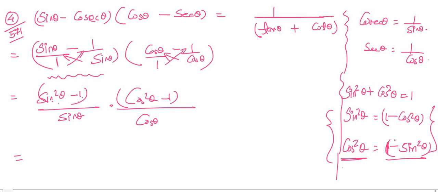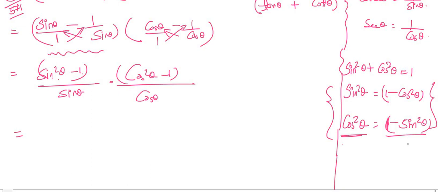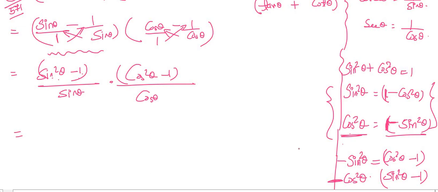So from these two formulas, we can get two more formulas. If we reverse it, 1 minus cos square is this. So cos square minus 1 will be minus sine square theta. Correct? And since 1 minus sine square is this, sine square minus 1 will be minus cos square theta. Okay? This is simple algebra. I think you know it. So these two formulas we will use. I hope you understood. Pause it and see it carefully.